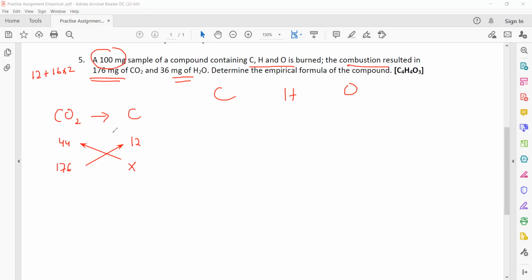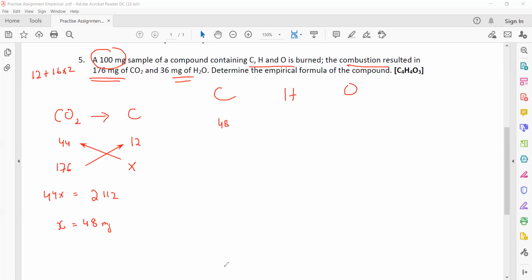It will be X. So 44X is equal to 12 multiplied by 176, which is equal to 2112, and that is divided by 44. So what is the amount of X? X is equal to 48 milligrams. So how much carbon will be there? 48. Is it clear, the first part, how we worked out the amount of carbon?